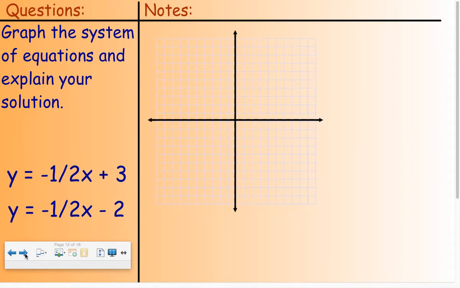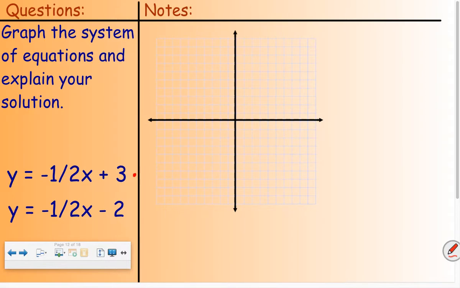Alright, so graph the system of equations and explain your solution. So we have two equations here. y equals negative 1/2 x plus 3 and y equals negative 1/2 x minus 2. So we're going to go ahead and graph both of those equations. So I'm going to graph the top one first. I'll do that one in red.